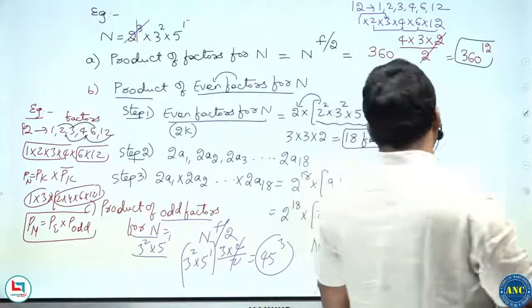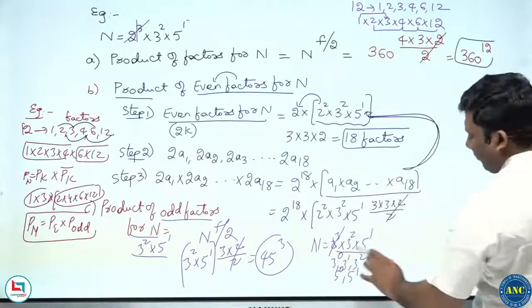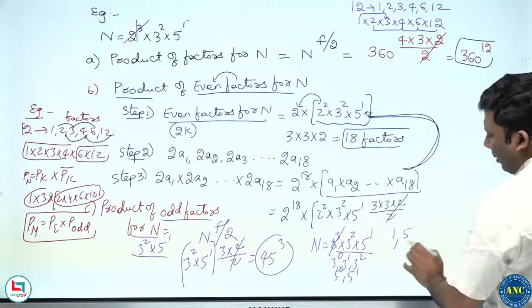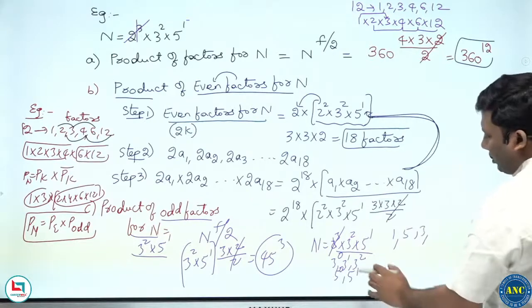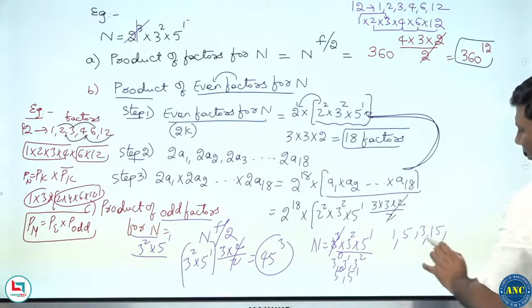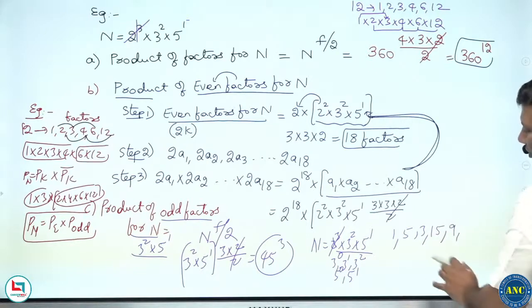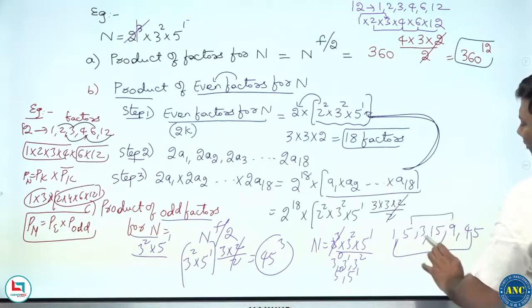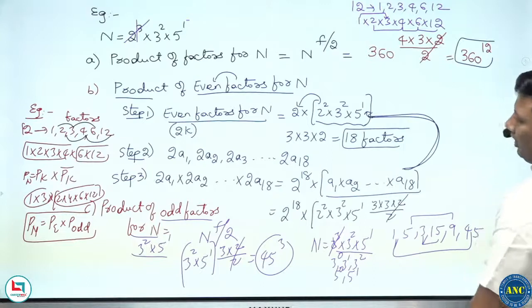We'll see where is the mistake that we did. 1 is 1. Next, 1 into 5 is 5. Next it is 3. Next, 3 into 5 is 15. Next it is 9. Next, 9 into 5 is 45. So 1 into 45, 45. 5 into 9, 45. 3 into 15, 45. I hope the idea is clear.